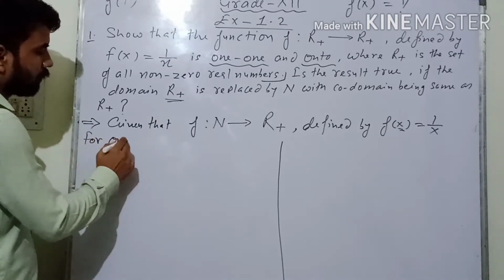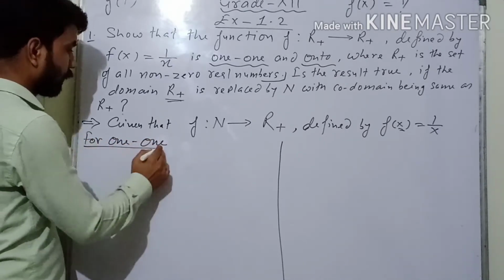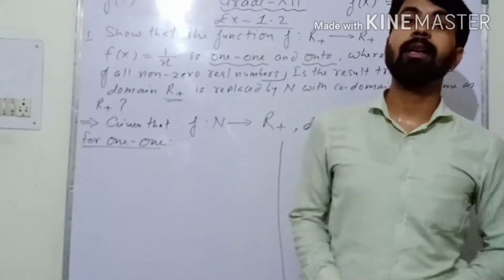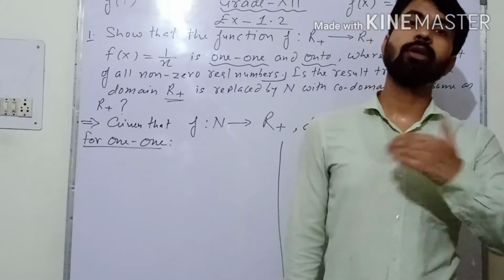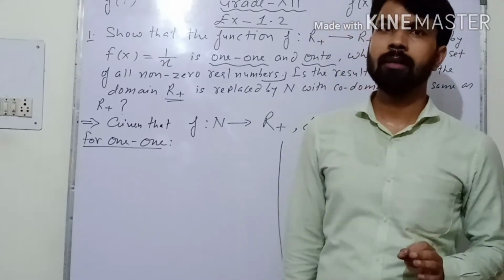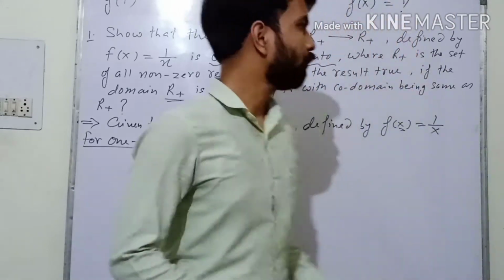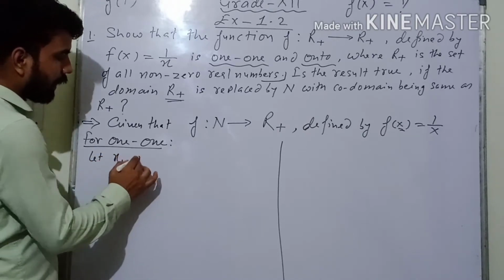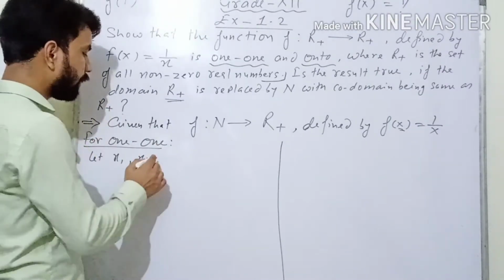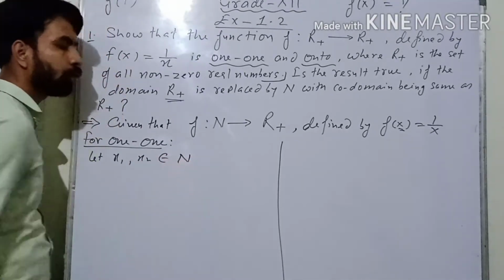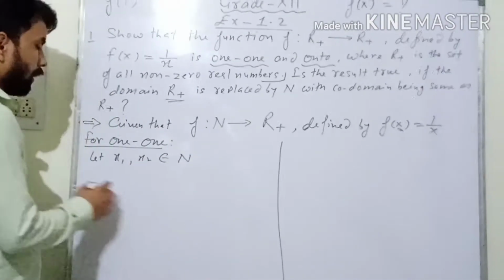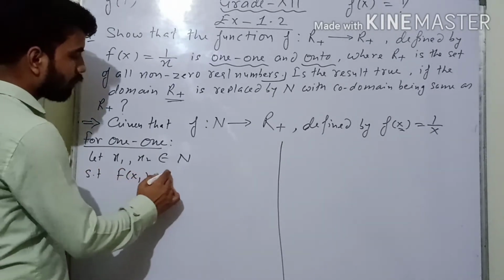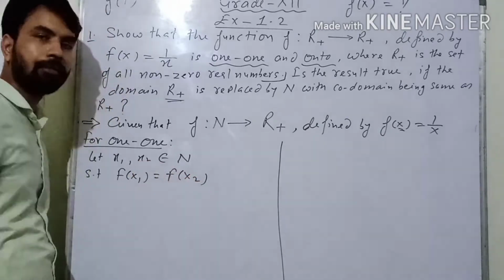So for 1-1 means every element of its domain has a unique image in its codomain. Clear? So the process will remain the same as before. We will consider, let x1 and x2 be two different elements belonging to its domain, such that their images are also the same, f(x1) equals f(x2).